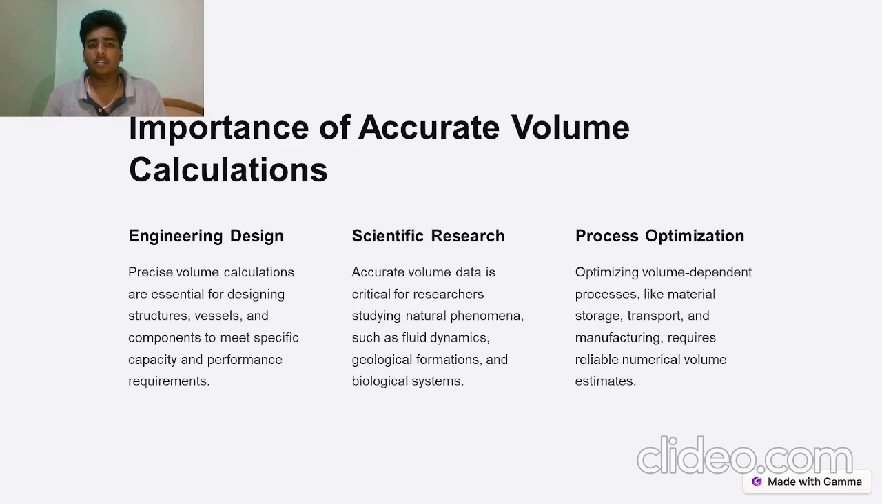The second one is scientific research. Accurate volume data is critical for researchers studying natural phenomena such as fluid dynamics, geological formations, and biological systems. The third one is process optimization. Optimizing volume-dependent processes like material storage, transport, and manufacturing requires reliable numerical volume estimates.